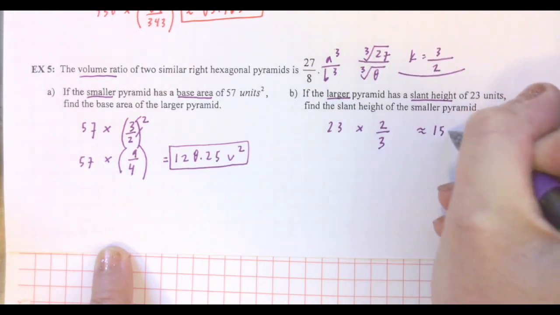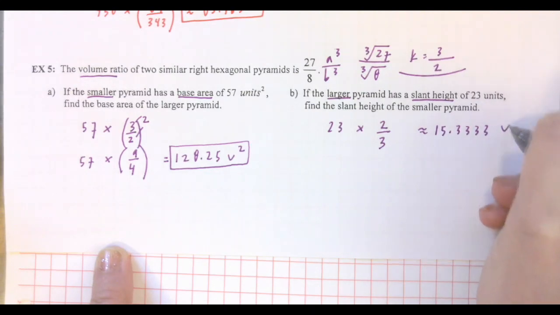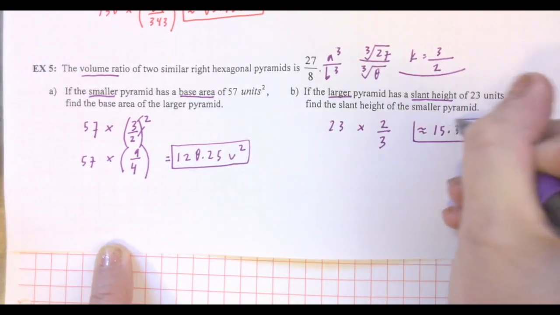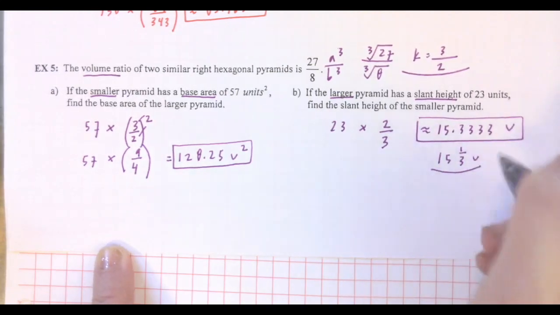And that's really just going to be about 15.3333 or 15 1/3 units. Either way is fine. I'll always take the fraction. So 15 1/3 units, always okay as well.